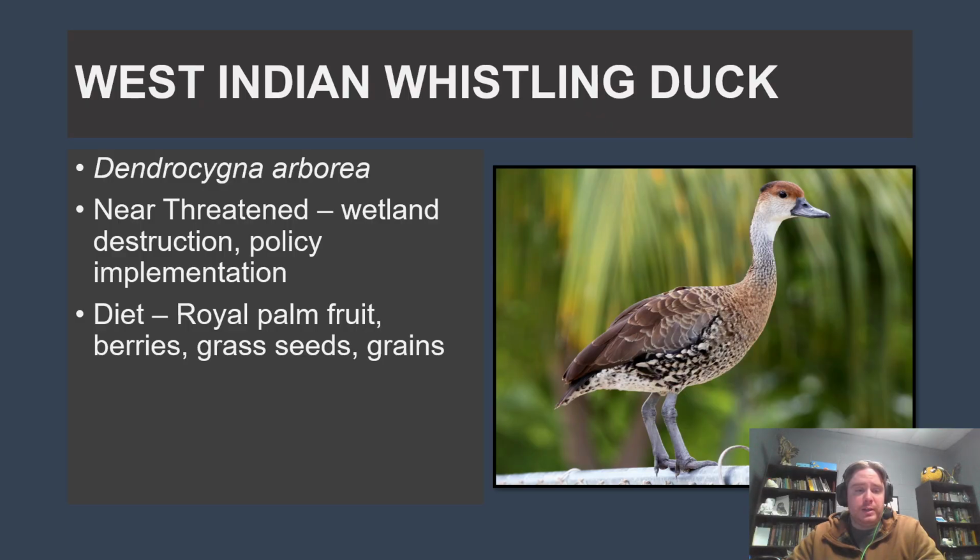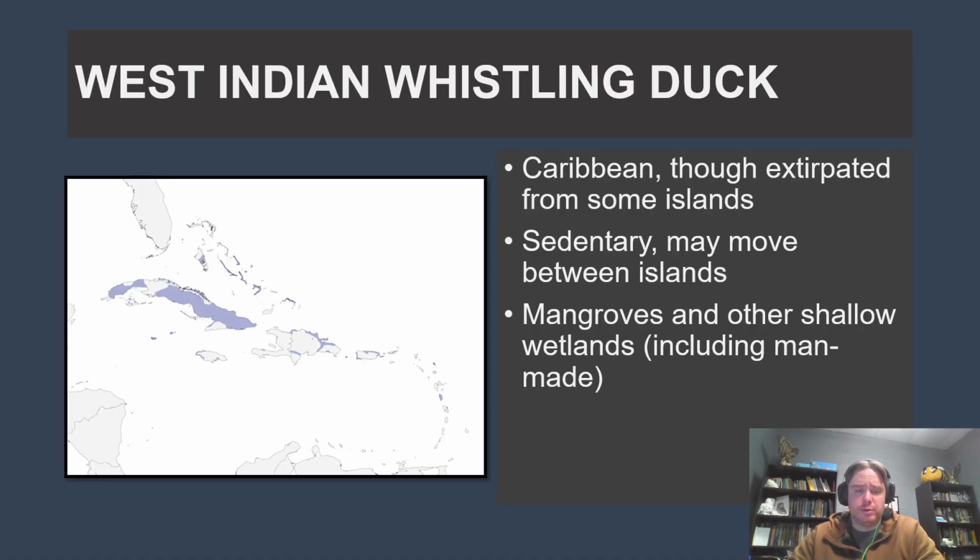In terms of diet, they really consume a significant amount of royal palm fruit. But they also do consume berries, grass seeds, and grains. Like I said, this is a Caribbean species, though some of the islands that it was once found on, it has been extirpated from. It is generally considered sedentary, non-migratory, but they do move between islands and are primarily found in mangroves and shallow wetlands like a rice paddy.